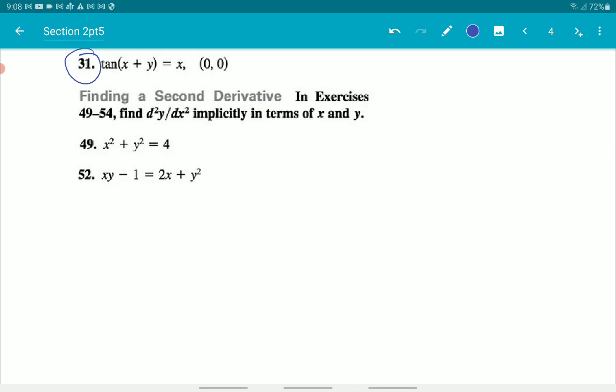The derivative of the tangent is secant squared. And then we're going to take the derivative of the inside. This is actually a chain rule problem. So we could write it out if we wanted to using the u-step process. So derivative of the outside function, secant squared. The derivative of the inside is x. Derivative of x is 1. Derivative of y is y prime. The derivative of x is 1.